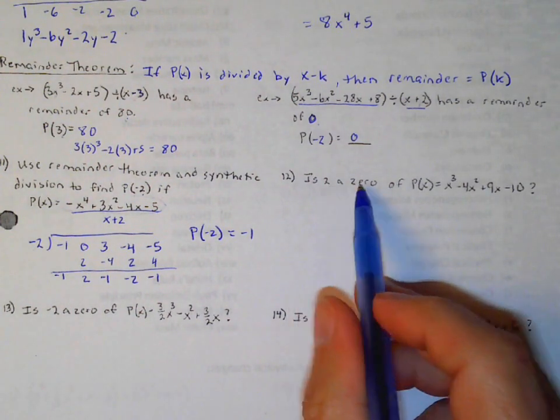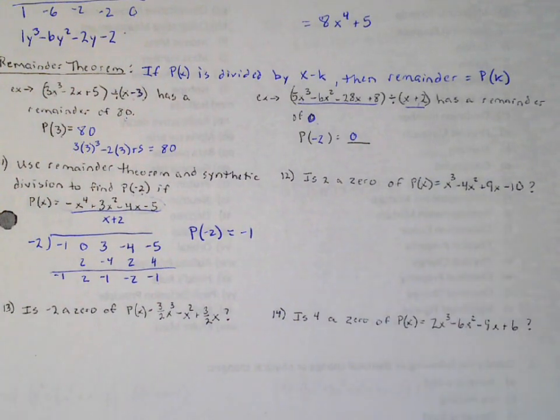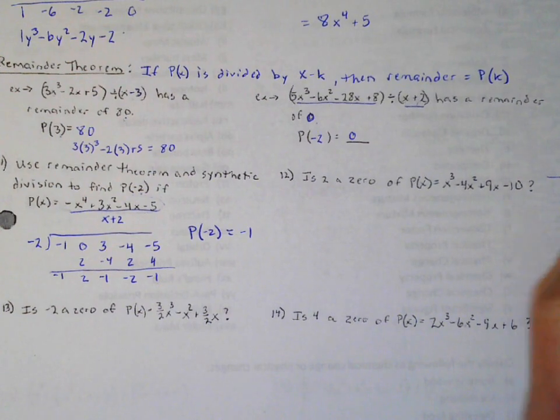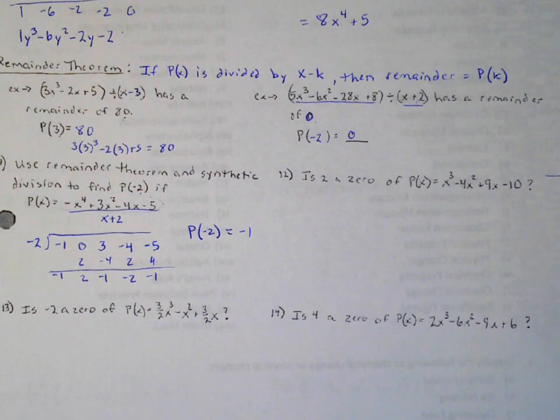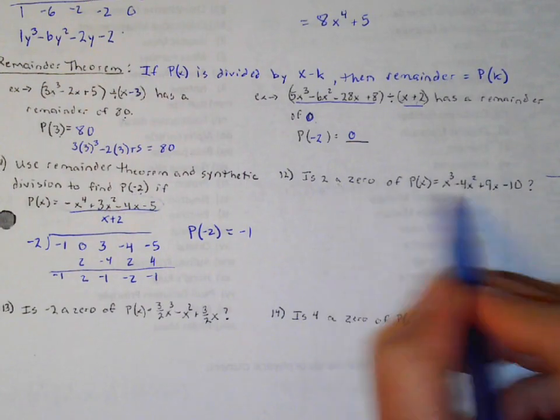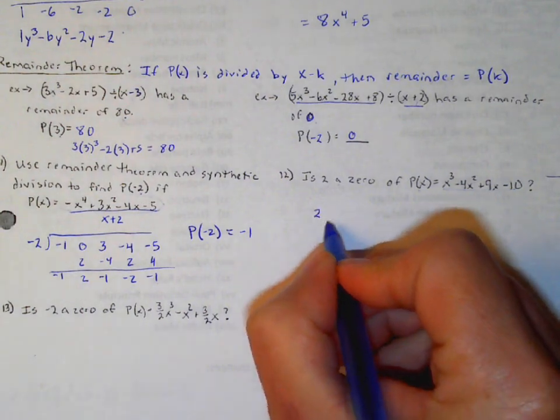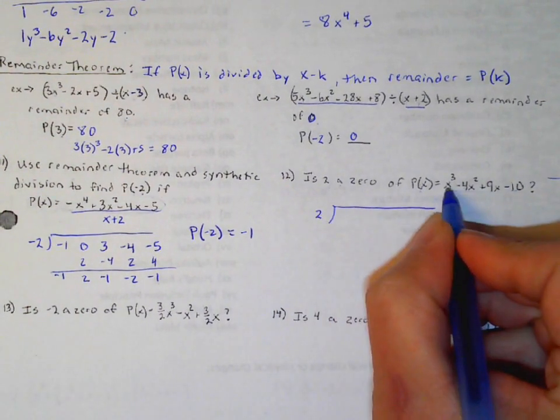So is 2 a 0 of this function? If 2 is a 0, one way is you could graph this and see if it crosses through at 2, right? Another way to think about that, this would be the point 2, 0. So I want to know if I plug a 2 in here, does it equal 0? One way to find that is to use the remainder theorem with division.